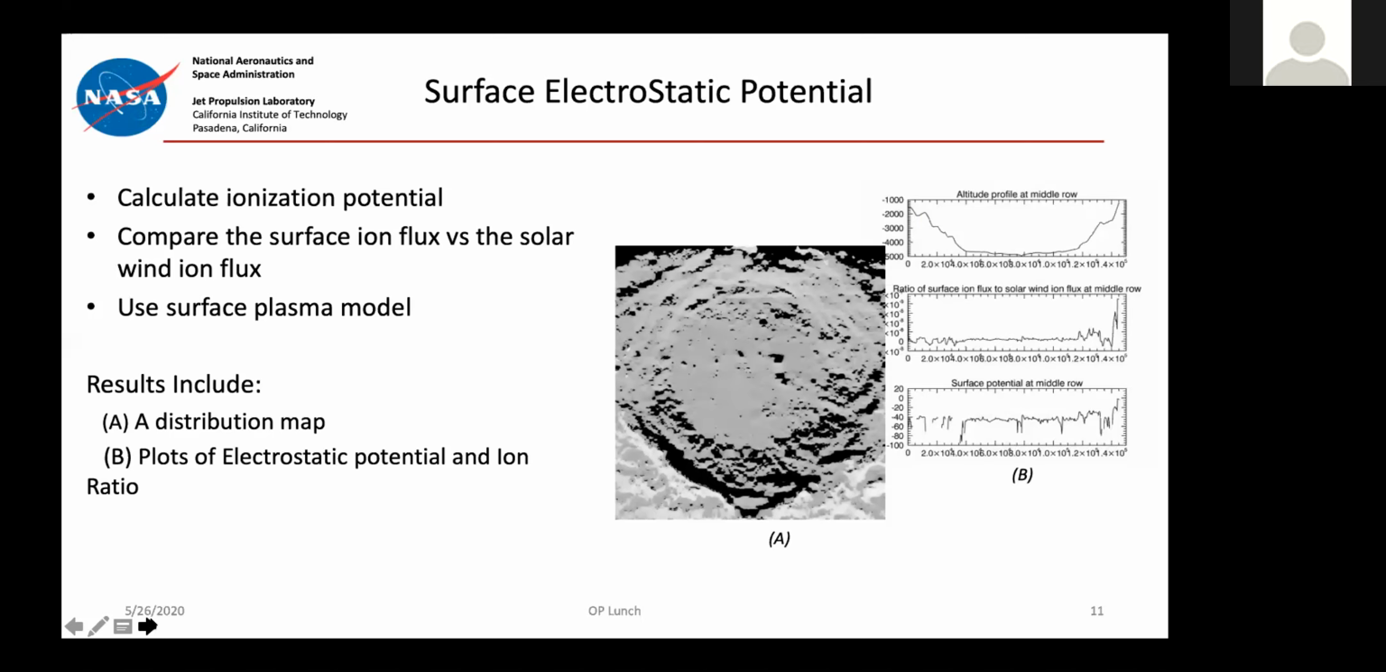The output of the tool would include a distribution map, a plot of the electrostatic potential values relative to the solar wind, and also a plot showing the ratio of the surface ion flux to the solar wind ion flux. This tool is written in IDL. It is particularly useful for understanding the electrical environment within those permanently shadowed lunar craters.